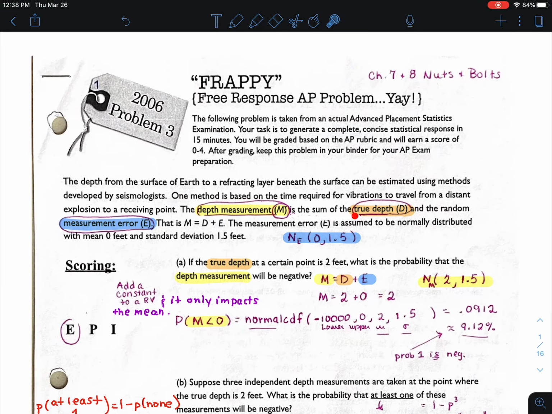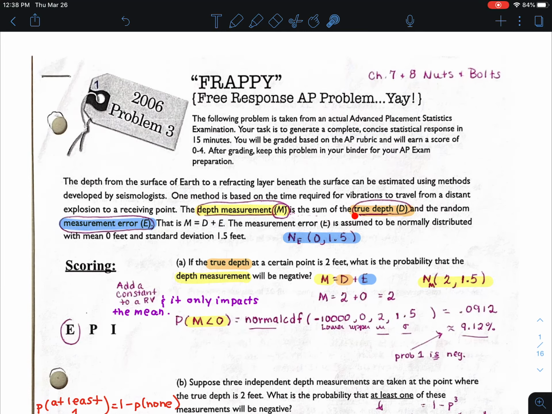Well, when you add a constant to a random variable, it does impact the mean. It affects the measures of center. It will not impact the measures of spread when you add or subtract, only when you multiply. So if I add 2 to this random variable, that's going to make the new mean for the depth measurement to be 2. That's how I got a 2 here. However, if I'm just adding a number to a random variable, that's not going to change that random variable's standard deviation. That's why I have the exact same standard deviation here.